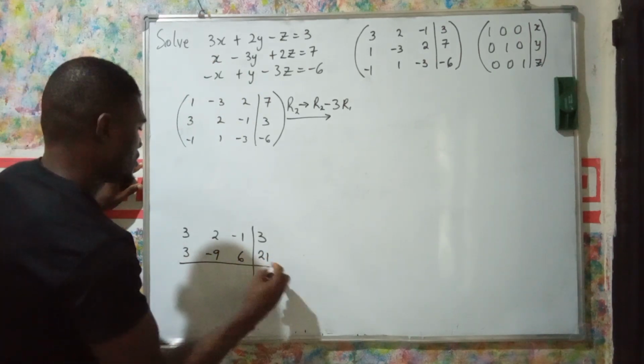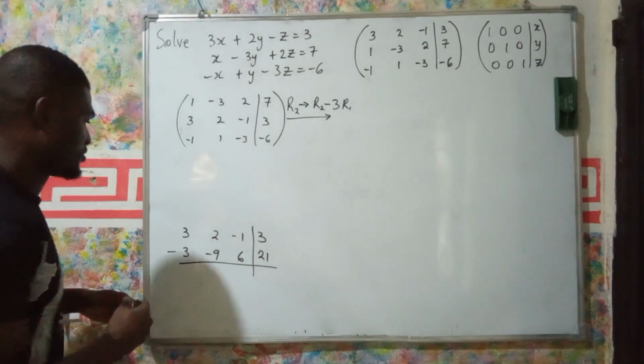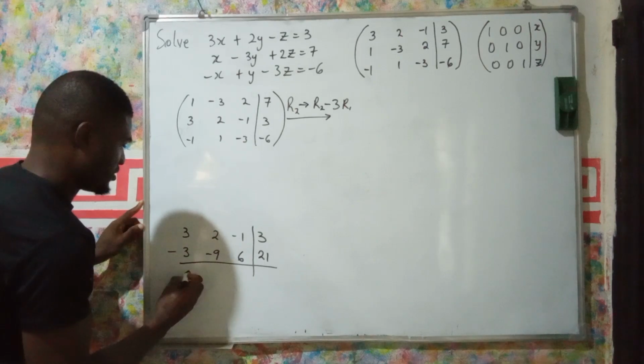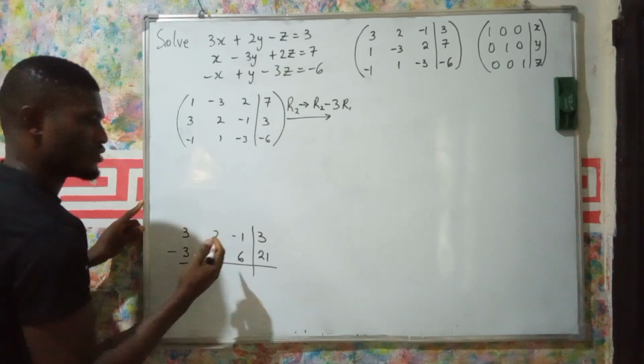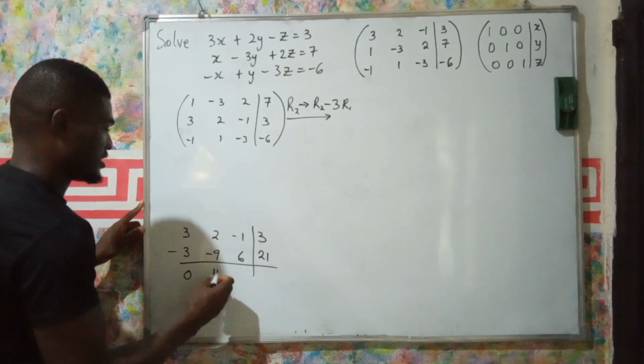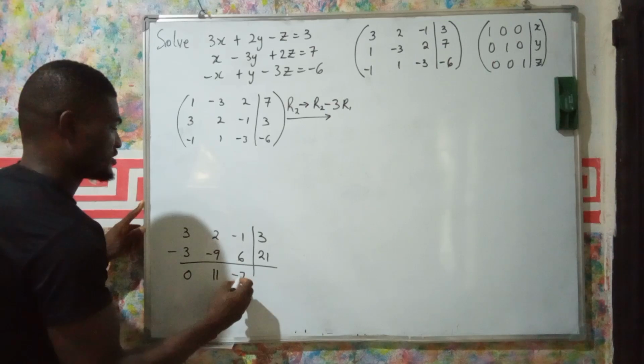And then we subtract. We have 3 minus 3, we now have 0 at this point. 2 minus minus 9 becomes 2 plus 9, and that becomes 11. Minus 1 minus 6 becomes minus 7.